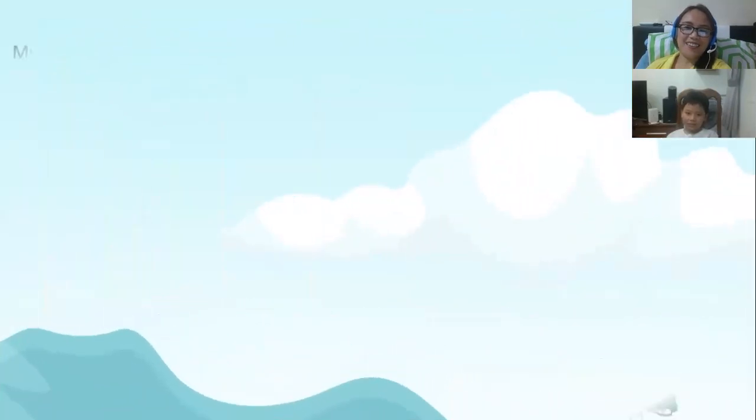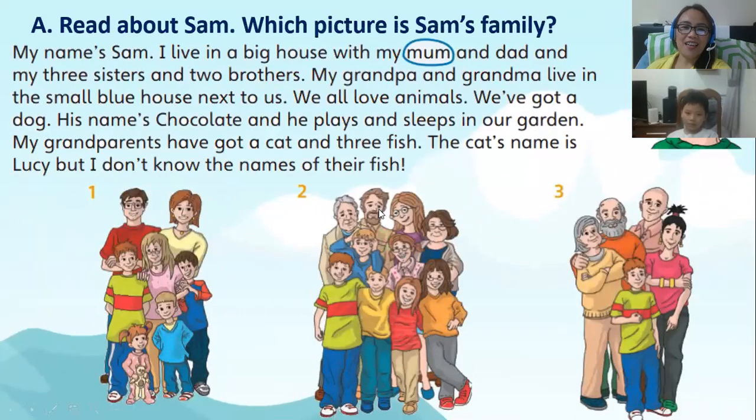Okay. Now let's try. Read about Sam. Which picture is Sam's family? Okay, can you read it? Dang, we're going to read this one. I'll help you. Okay, read it. My name is Sam. I live in a big house. Continue, baby.